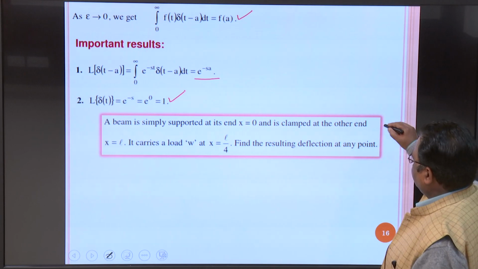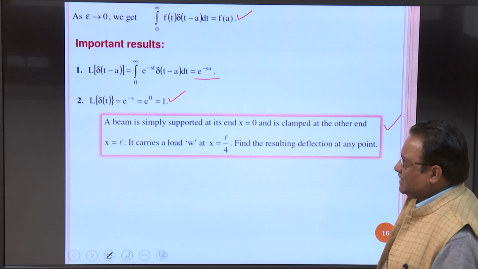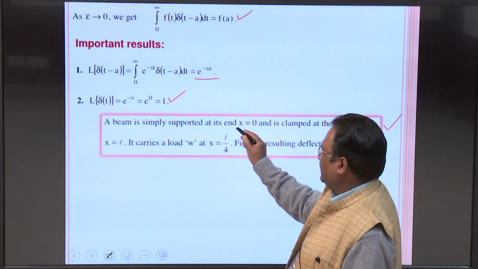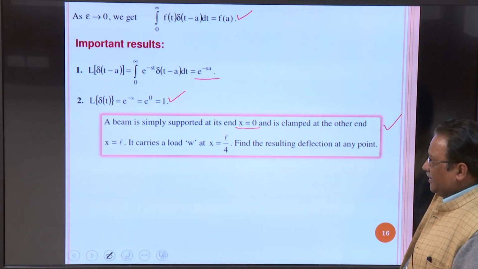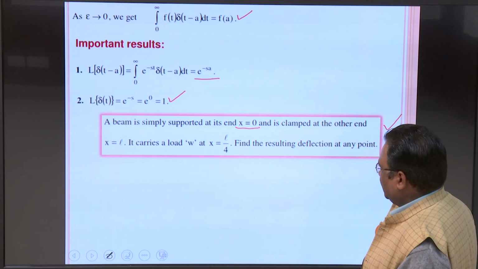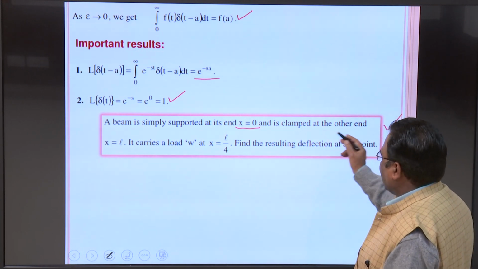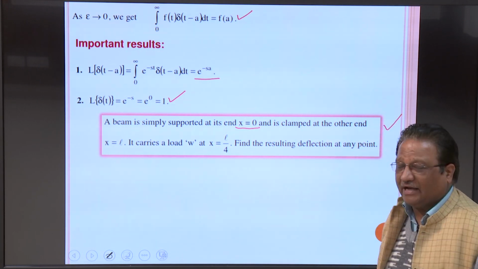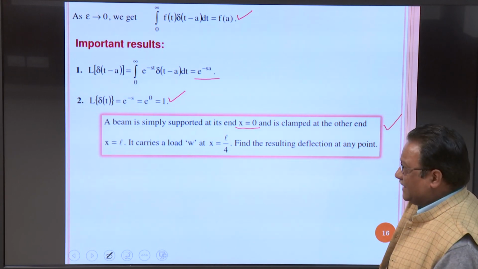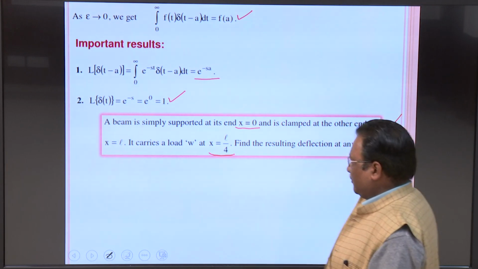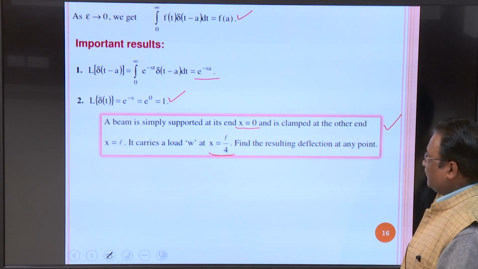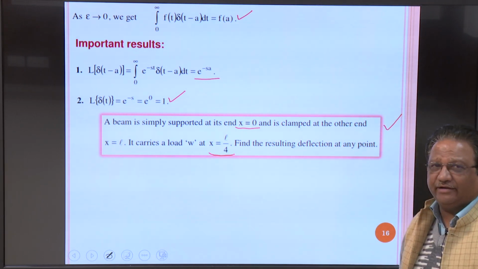Now the last question. A beam is simply supported at its end x equal to 0 and is clamped at the other end x equal to L. It carries a load W at x equal to L by 4. Find the resulting deflection at any point.